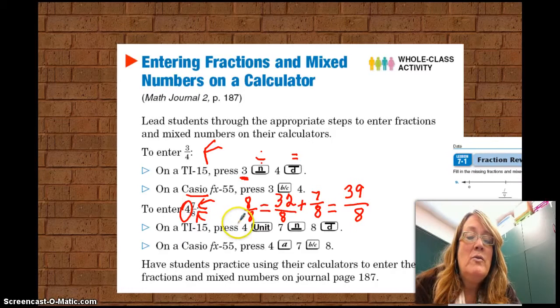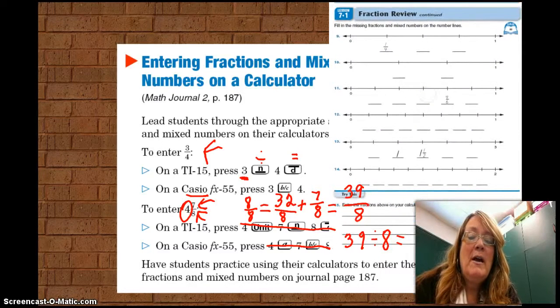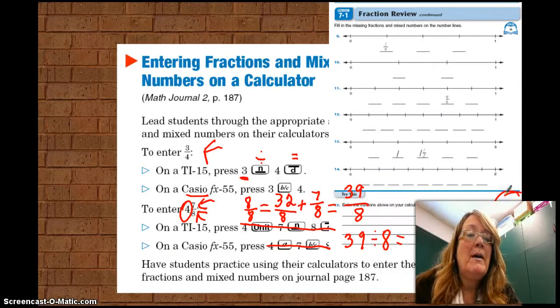You may want to ignore that, because many of you do not have these steps. You don't have a TI-15 and you don't have the Casio. You're going to want to put in 39 divided by 8 equals. Hopefully this step helps you to finish, again, these two problems on the bottom of this page in 7.1.